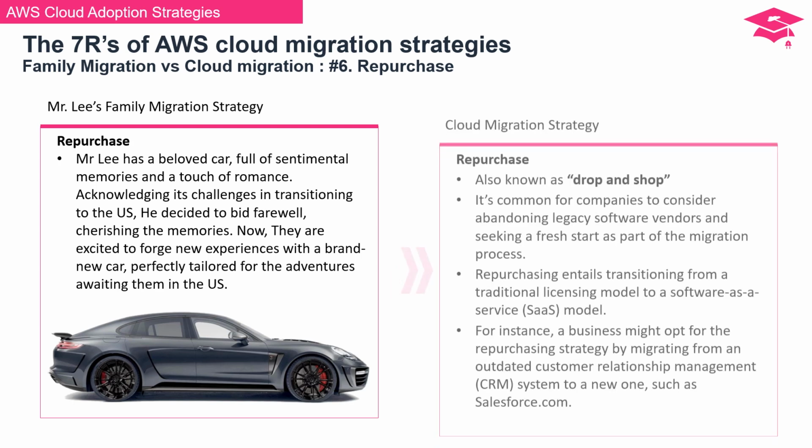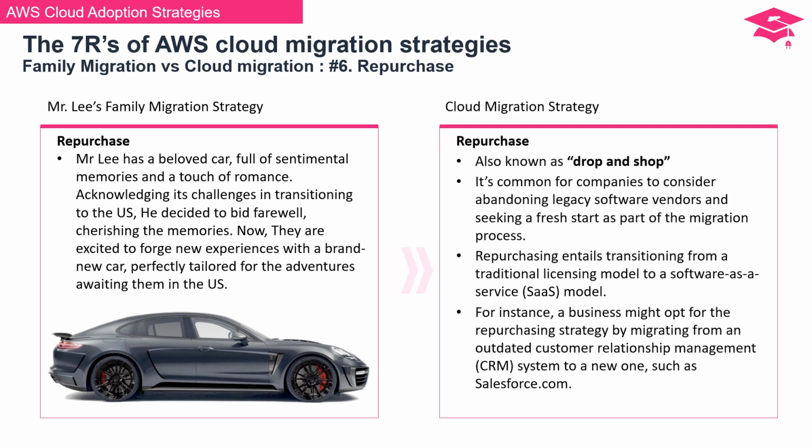In cloud migration strategy, repurchase is also known as drop and shop. Repurchasing is a strategy where companies consider abandoning legacy software vendors for a fresh start during migration. This involves transitioning from a traditional licensing model to a software as a service, SaaS, model. For example, a business might choose the repurchasing strategy by migrating from an outdated CRM system to a new one, such as Salesforce.com.